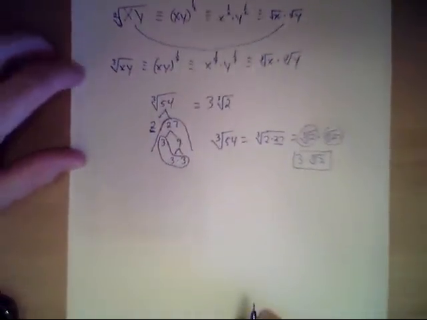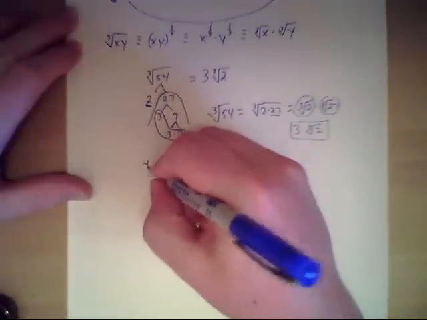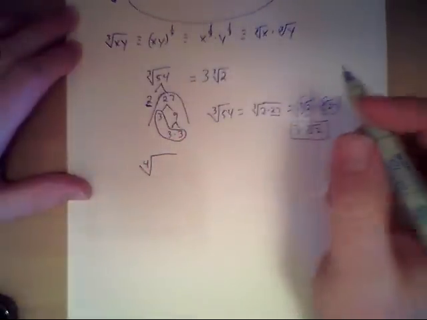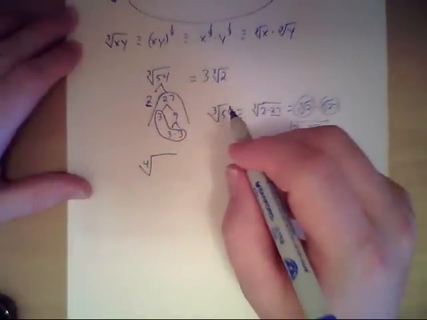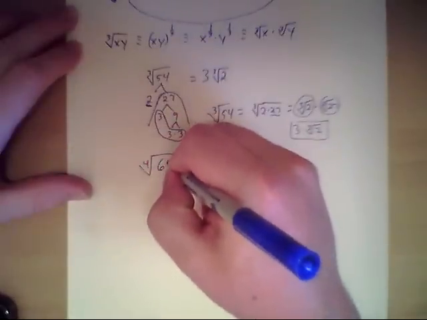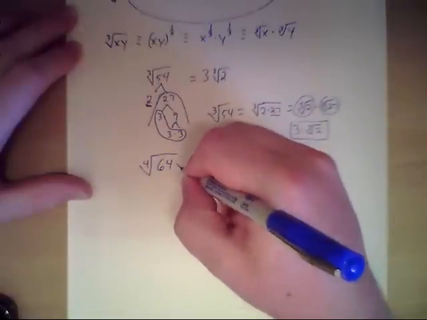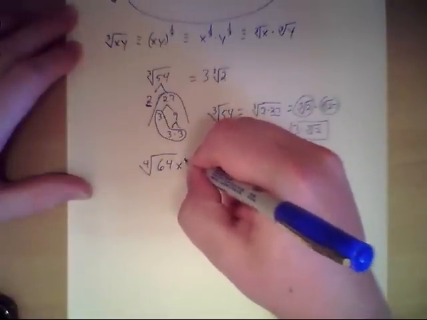Let's try that. Let's try the fourth root. See if we get this. So the fourth root of, let's do a perfect fourth root. Let's do the fourth root of 64. And let's throw some variables in there. Why not, right? Same principle holds. Let's say 64x to the 5th.